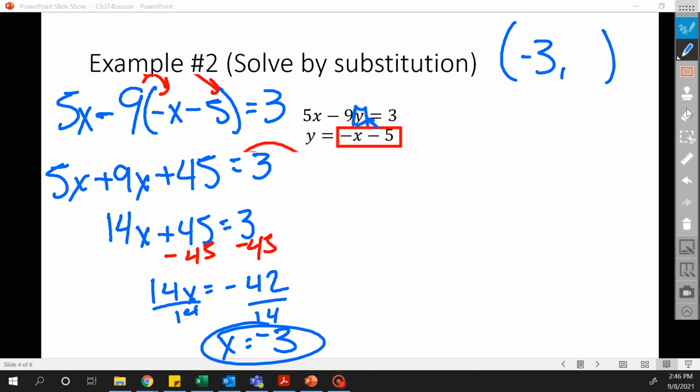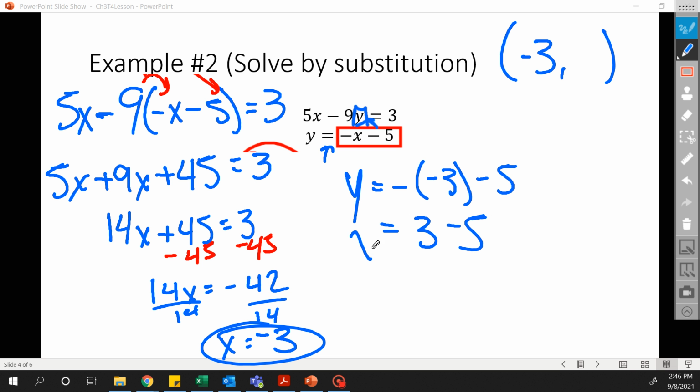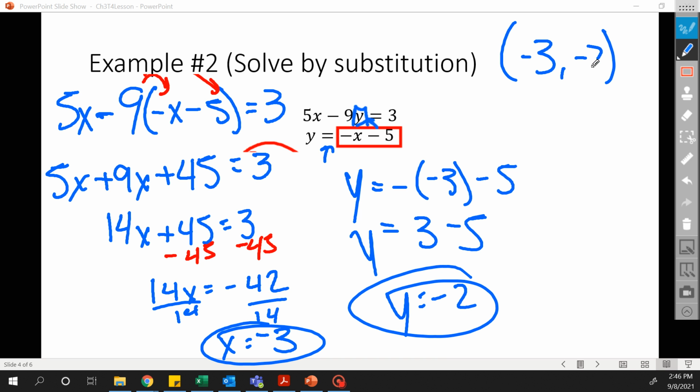Now I know exactly what my y-coordinate is because I have a very simple equation telling me what my y-coordinate is equal to. My y-coordinate is equal to negative x minus 5. So negative 3 minus 5, or negative 2. So the solution here, negative 3, negative 2, for my x and my y.